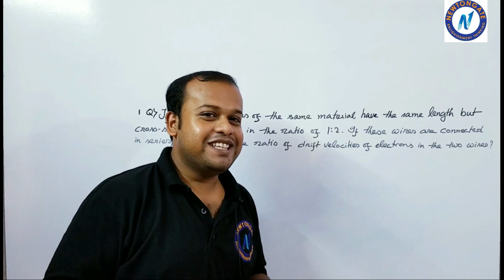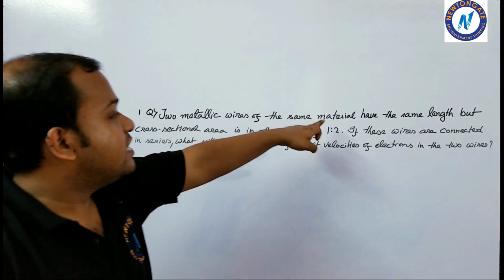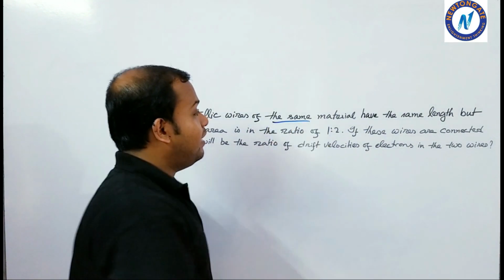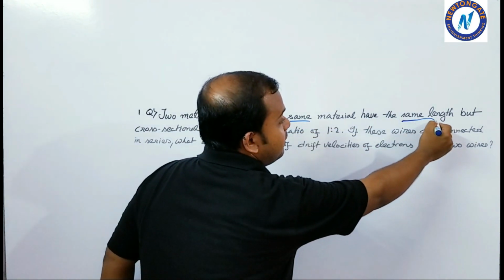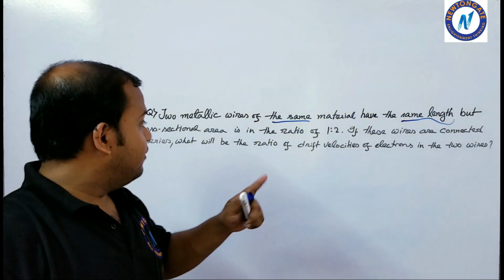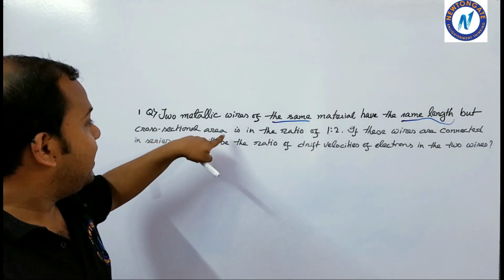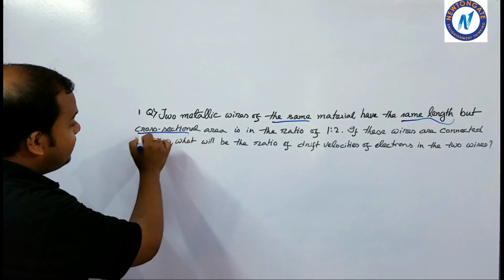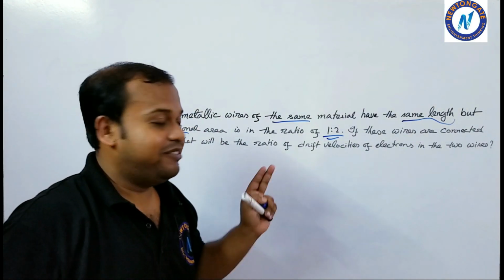So the next question says that two metallic wires of the same material, and they have the same length also. But the difference is that the cross-sectional area is in the ratio of 1:2. That is, this thing is different.